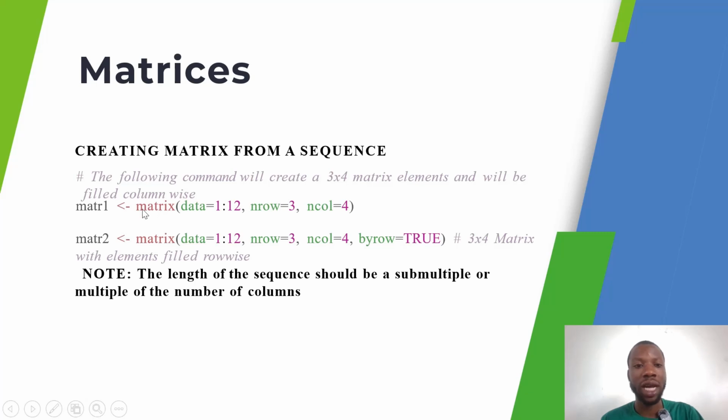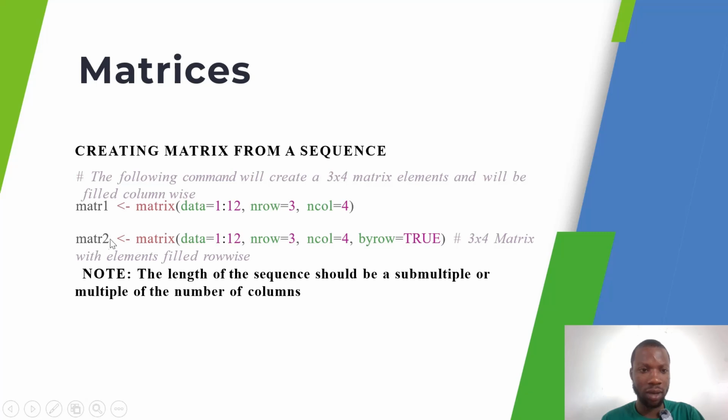So we type matrix and then we say data equals the numbers from 1 up to 12, where the number of rows is going to be 3 and the number of columns is going to be 4. So you have the responsibility to command the way it is arranged. That is what we call the dimension.